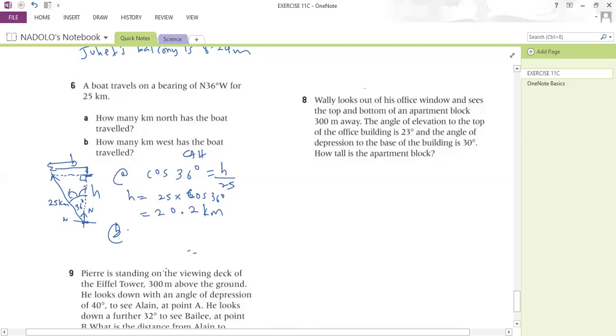So we can also use the angle. It has an opposite, and we also have hypotenuse. So opposite hypotenuse should be sine. So if we do the sine of 36 degrees, should be given by opposite, which is B, divided by hypotenuse, which is 25. So for us to get B, we'll have to multiply 25 by sine 36 degrees. And if you do that, you'll get your answer as 14.6946. To 3 significant figures, 14.7 kilometers. So that is how far it has traveled west. So that's for number 6.